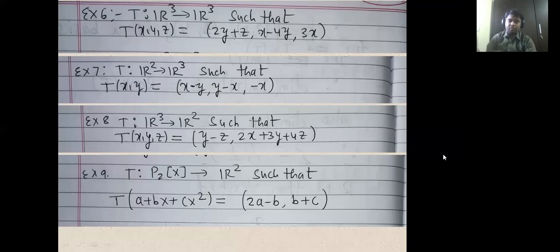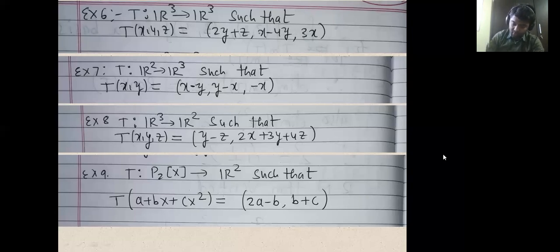Okay, so see this exercise number 8. So what is the T there? T of x, y, z is equal to (y minus z, 2x plus 3y plus 4z). Okay, this is exercise number 8. I'm giving you the hint for exercise number 8. So rank and nullity we have to find. First we start with rank.